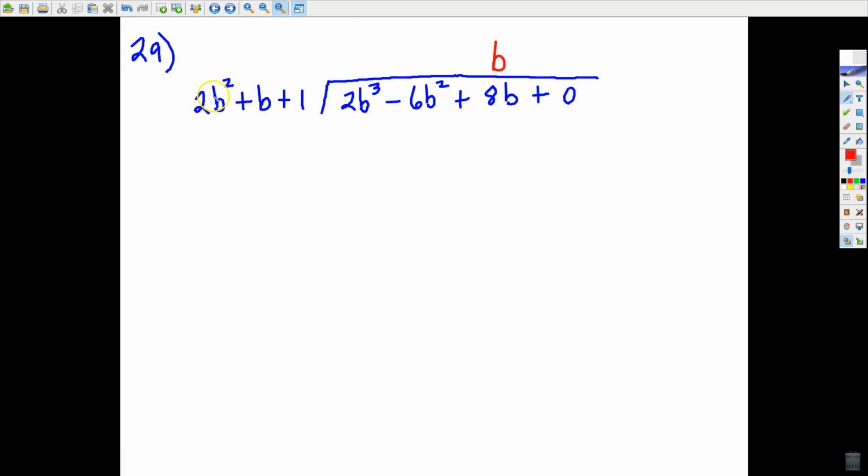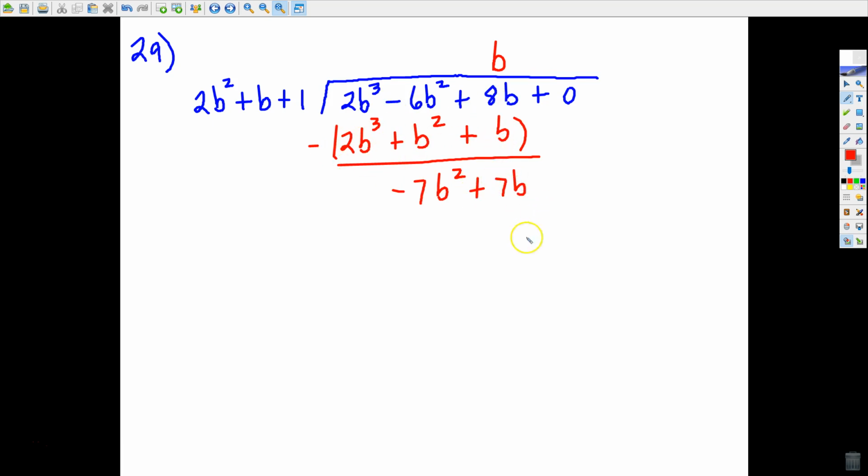Now let's multiply. b times 2b squared is 2b cubed. b times b is b squared. b times 1 is b. Subtract. The b cubes cancel. Negative 6 minus 1b squared is negative 7b squared. 8 minus 1b is 7b.